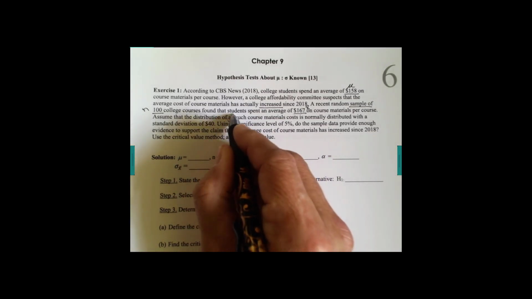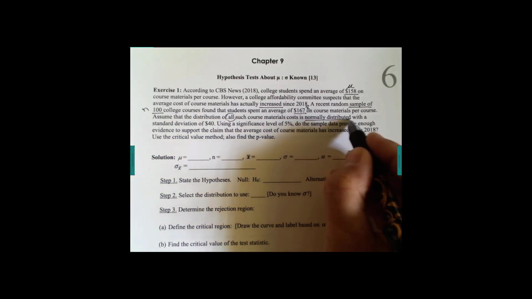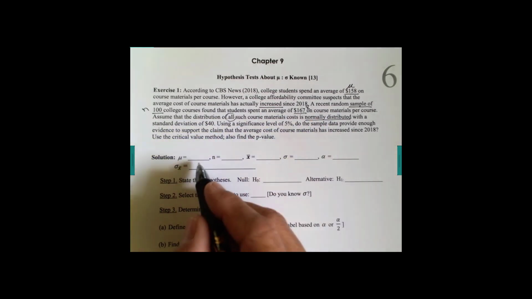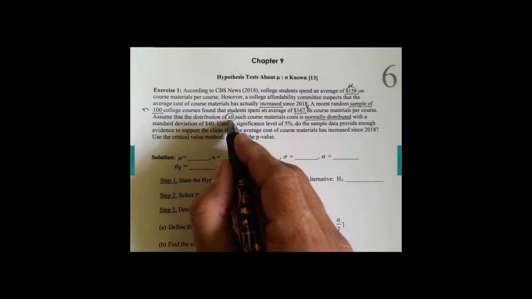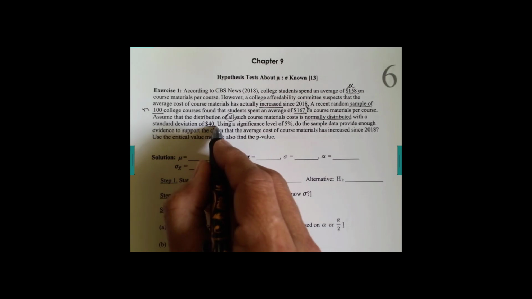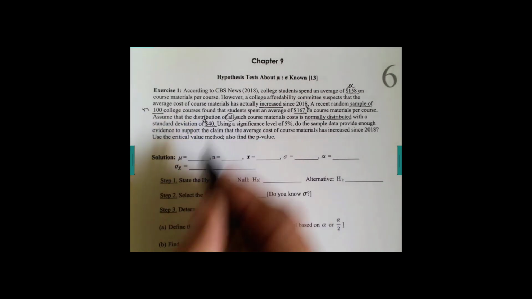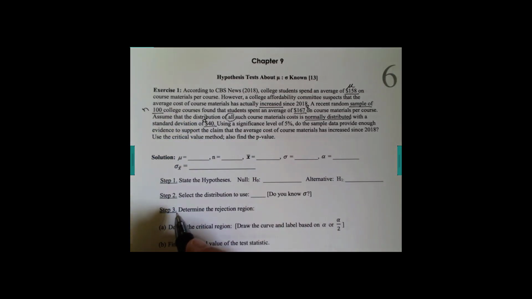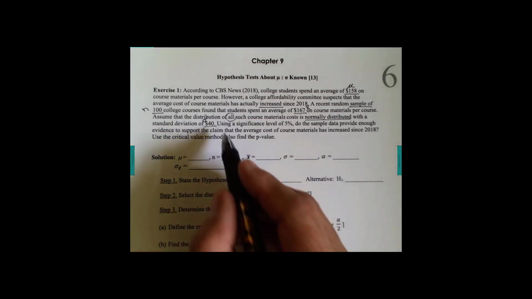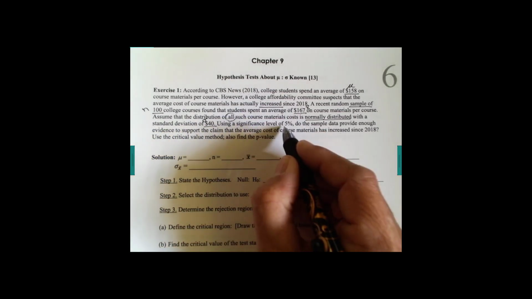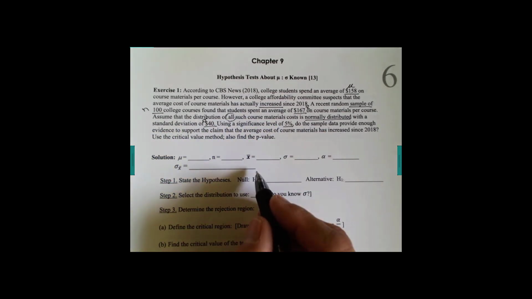Now look, all course materials is normally distributed, so the population is normally distributed. And we're still talking about all has a standard deviation of 40. There is my population standard deviation. So I have that. I can use the z-table. I'm going to use a significance level of 5.